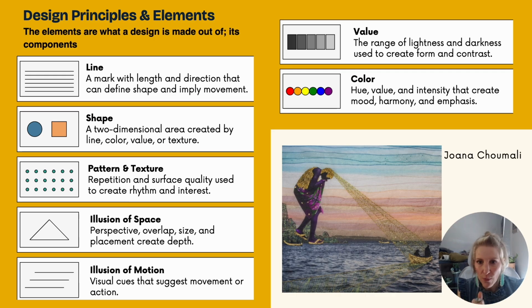So if we look at this image on the right by Joanna Chomali, I wonder how you can see these elements being employed. There's a really interesting use of pattern and texture I see in both the figure and the water and the air. I also see a really interesting sense of motion created by the texture of the water. I'm also seeing line created by what's connecting the figure to the boat. If you think back to principles, I wonder if you can look at some of the components there and apply those to this composition as well.